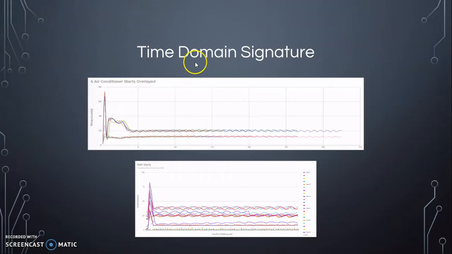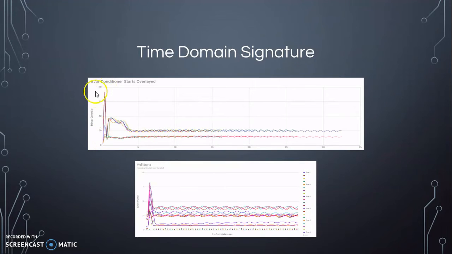Okay, this is the time domain signature part of our SCADA project. I'm just going to go through, try to do it quickly. What we've got is the air conditioner and how it starts up. This is sort of how we feel like we can predict what is on when it comes on based on the signature that it makes when it starts.